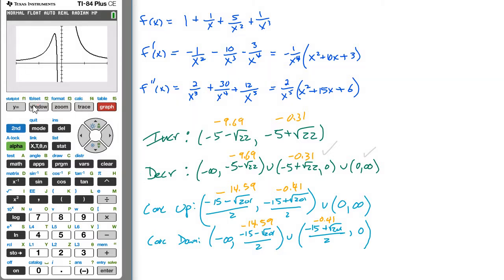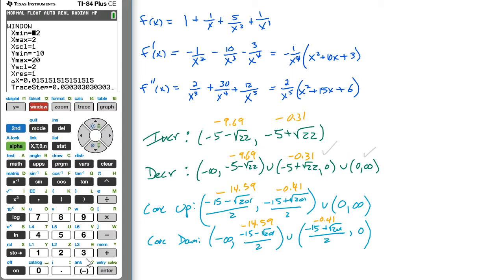So let's hit window, and let's go maybe from negative 20 through, I don't know, let me see. Actually, I kind of worked it. Let's do window negative 20 through maybe negative 10.